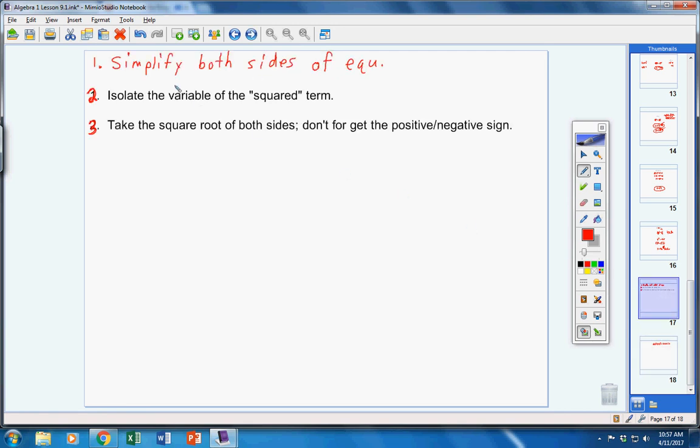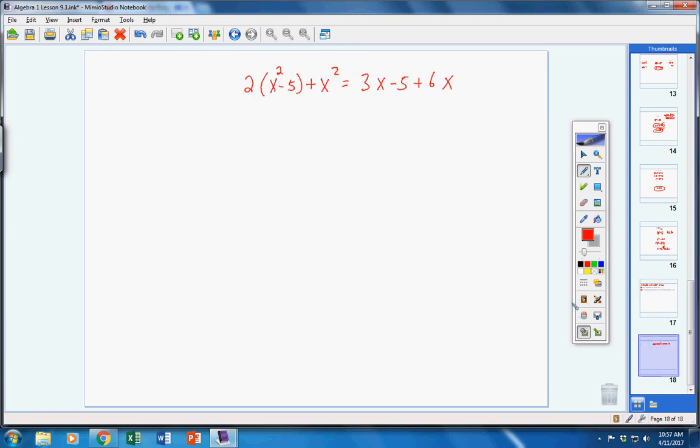So step 1 is simplify both sides of the equation. We have yet to have solved one equation where we had to use step 1. So I wanted to give you one problem where we had to use step 1, okay? So simplify both sides, okay? Well, this is pretty easy over here. I've got an x term here and an x term here. They're like terms. Positive 3, positive 6 is a positive 9. Bring down your negative 5.